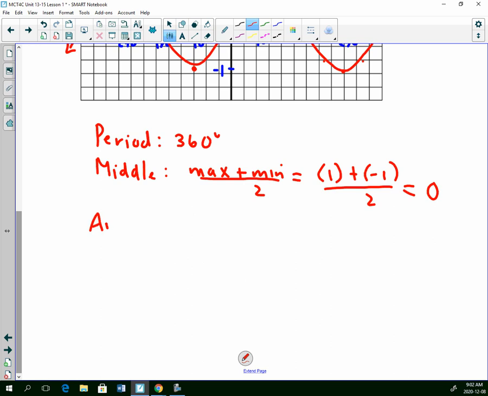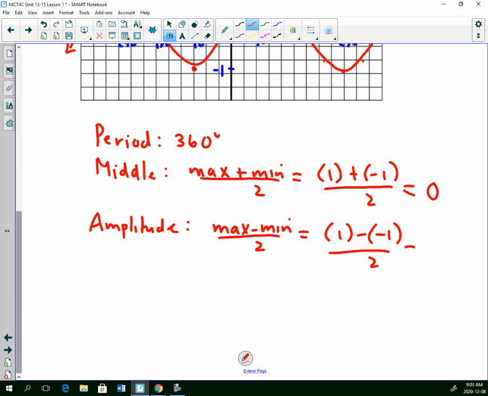And then the amplitude is the top minus the bottom divided by 2, which is 1. So it has an amplitude of 1. So the vertical stretch is 1. So these are the basic properties of sine without any transformations.